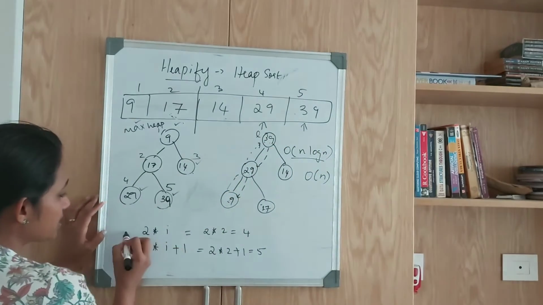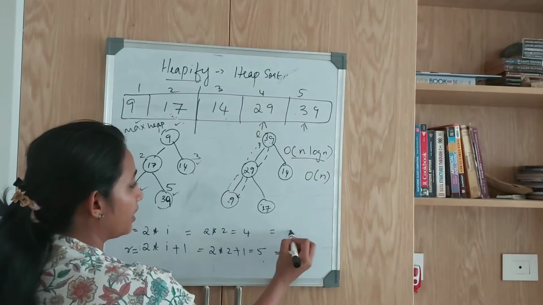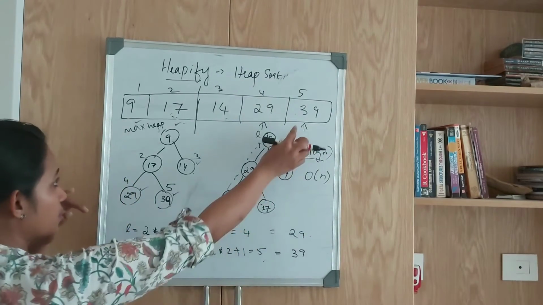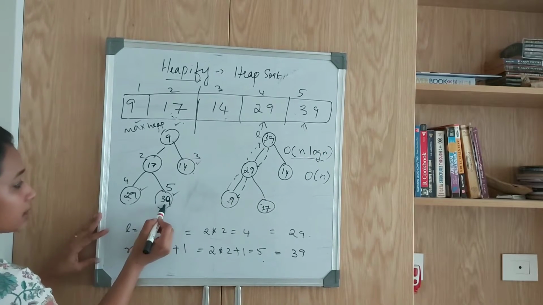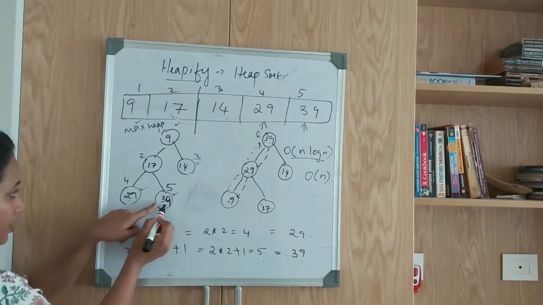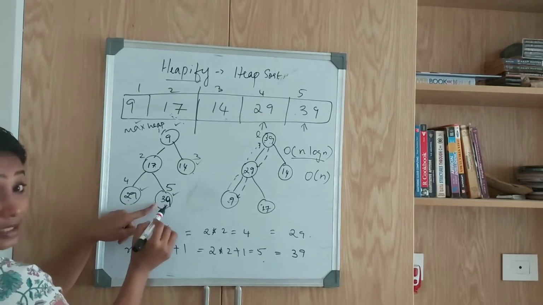So whether left is greater or right is greater. Right is greater, which is 39. So what are you going to do? So you got right is 39. So see, 29 or 39? Yes, 39 is greater. So what are you going to do? You're going to check whether 39 is greater than its parent. Yes, it is. So what you have to do?